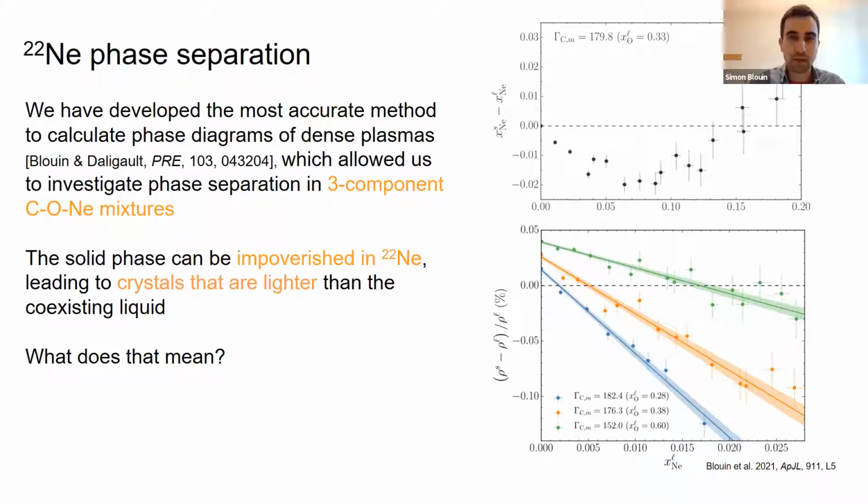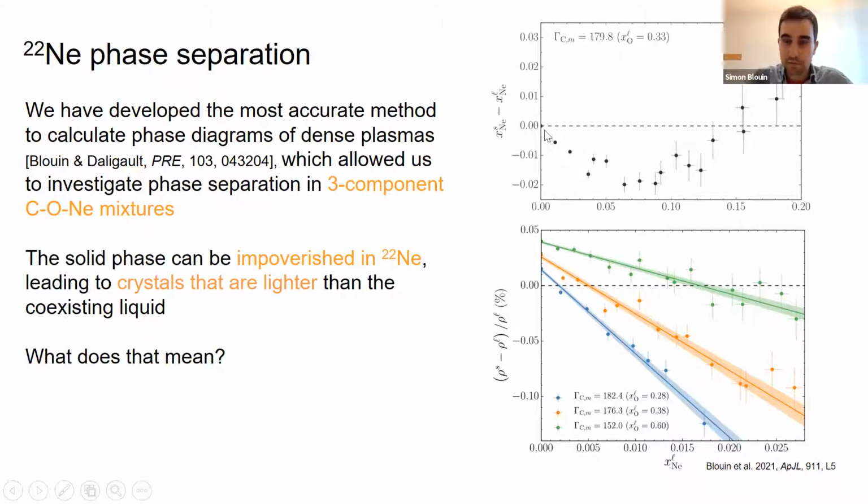So over the last 2 years, we've worked on developing a new, very accurate technique to compute the phase diagrams of dense plasmas. Phase diagrams are the things that we need to quantify the chemical fractionation between the solid and liquid phase upon crystallization. So by how much does the composition of the solid change when the crystals are formed during crystallization. So we use our new state-of-the-art technique to investigate the phase separation in 3-component carbon-oxygen-neon mixtures at a level of accuracy never reached before.